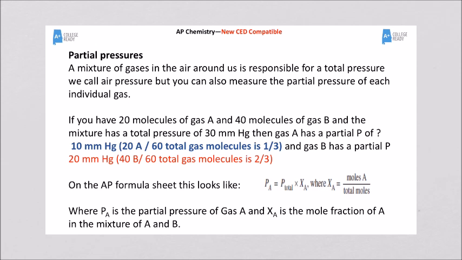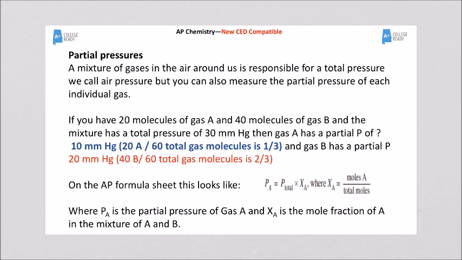All right, so partial pressures. This is where we start working towards Dalton's law, which is on the formula sheet. There is another relationship I want to make sure you understand before we get there. A mixture of gases in the air around us is responsible for the total pressure we call air pressure. We measure this with a barometer. We might call it atmospheric pressure. But we can figure out the partial pressure of each individual gas.